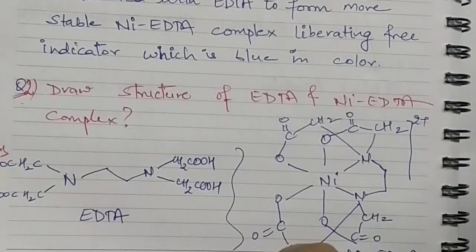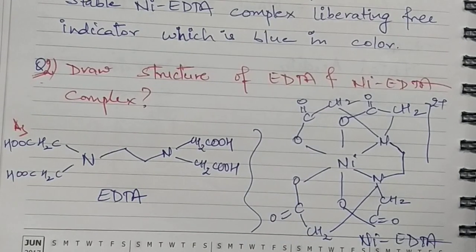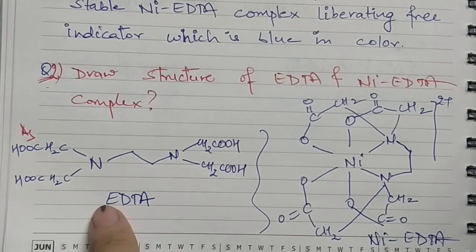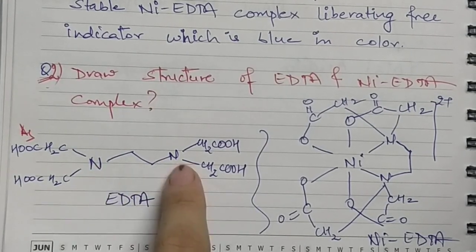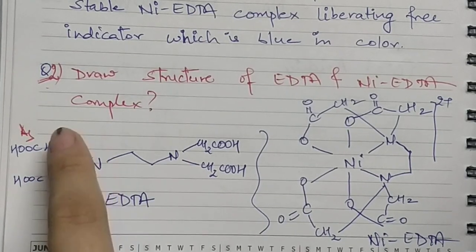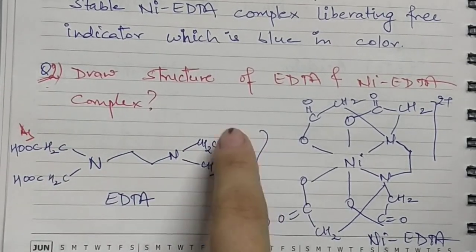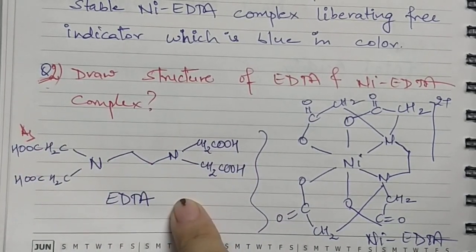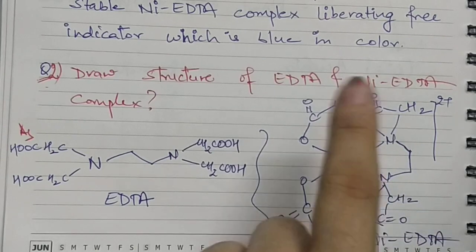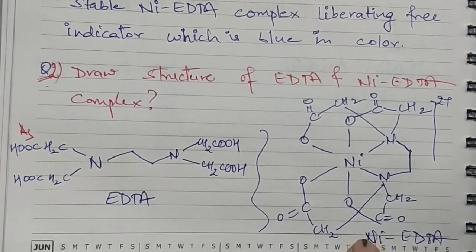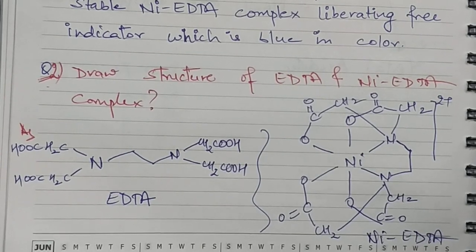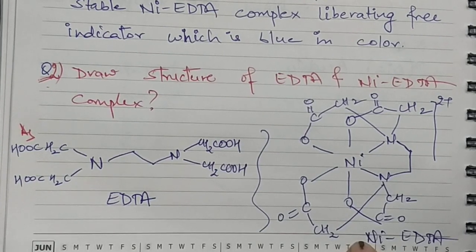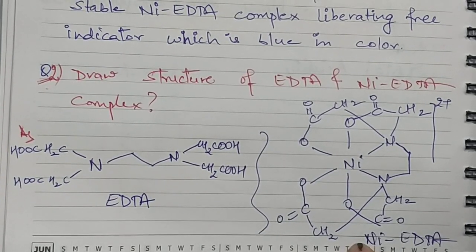Now the next question for this titration is, draw the structure of EDTA and nickel EDTA complex. As you know, this is the structure of EDTA. EDTA is ethylene diamine tetraacetic acid having 2 nitrogens, diamine, and 4 acetic acid groups, tetraacetic acid. So this is the structure of EDTA, and EDTA is then complexed with nickel, and this kind of complex is formed which is known as nickel EDTA complex, and this complex is formed at a pH 9 to 10. So a pH buffer is also added in the titration.